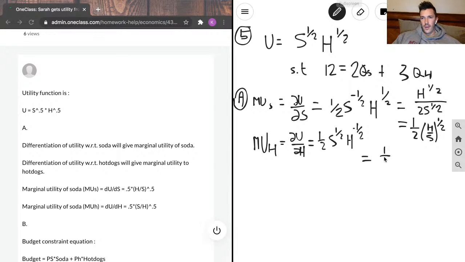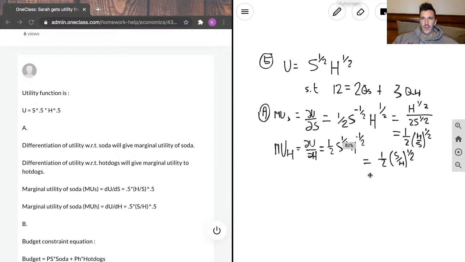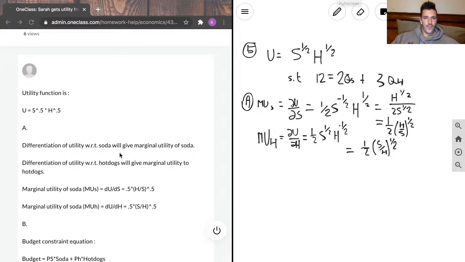And that's going to be 1/2 (S over H)^(1/2). I skipped that intermediate form I wrote in the first one. It turns out it's relevant. I'll go back and write it in here, just so this doesn't get confusing for anybody.